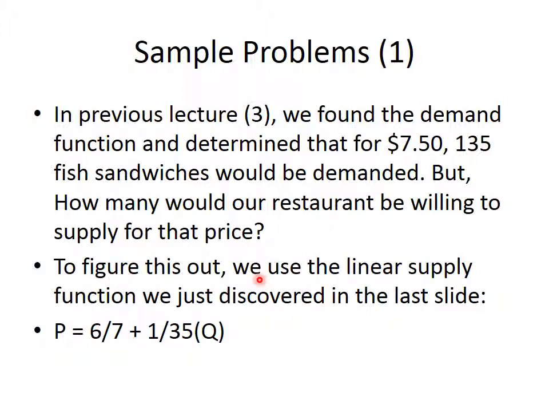To figure this out, we simply use the linear supply function that we just discovered in the last slide. P equals 6/7 plus 1/35 Q. You can see what we're going to do here. Okay, and we'll do it in the next slide, but you can see what we're going to do. We're simply going to take this P and replace it. We're going to set the price at $7.50 and then do the math and figure out how much is going to be supplied.